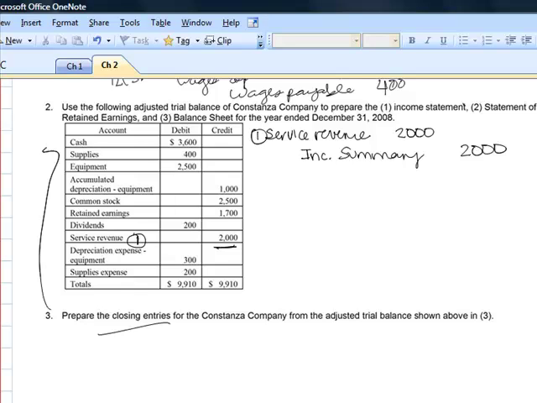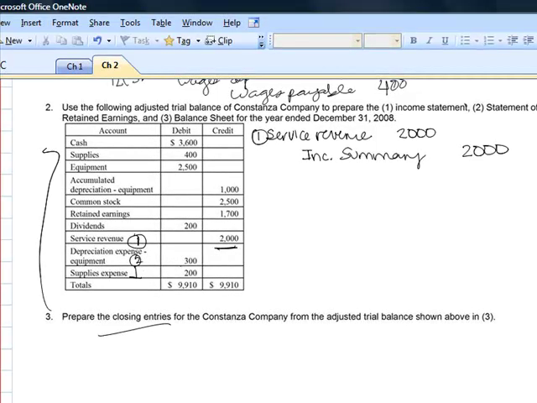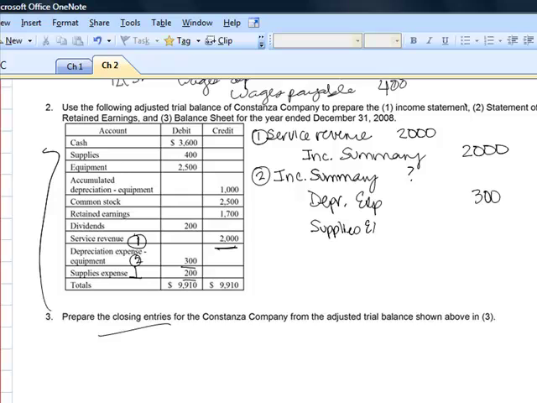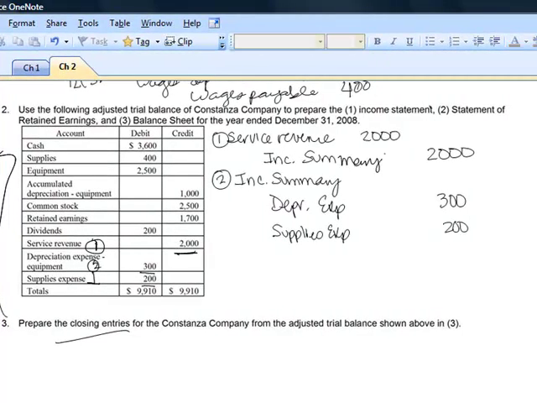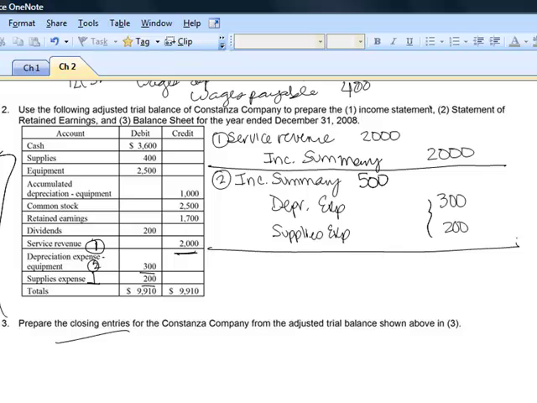Step 2, I want to close out expenses. There are 2 expenses here: depreciation expense and supplies expense. See that the balances are debits here. Expenses are always debited, except when we want to make them 0. Now we're going to close out the expenses. So we're going to debit income summary, and we don't know what we're going to debit it for. We're going to credit each of the expense accounts. So depreciation expense is 300 and supplies expense is 200. Income summary is going to be debited for the total. So 300 and 200 is 500. That means we have equal debits to equal credits. That's our second journal entry.